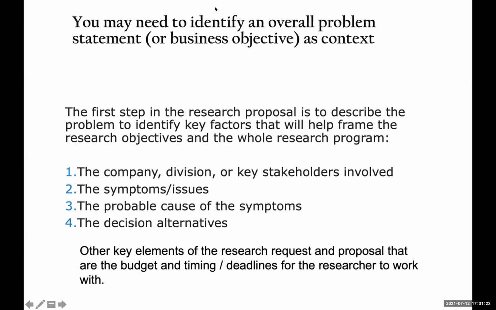All right, so you may need to identify an overall problem statement or business objective as context. So the first step in the research proposal is to describe the problem, to identify key factors that will help frame the research objectives and the whole research program. The company, division, or key stakeholders involved, the symptoms or issues, the probable cause of the symptoms, the decision alternatives, other key elements of the research request and proposal that are the budget and timing deadlines for the researcher to work with. And I'll show you what I mean by this. In other words, you have to contextualize the business problem. And I'm going to show you some examples of that.